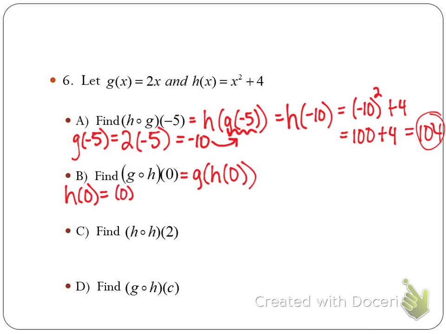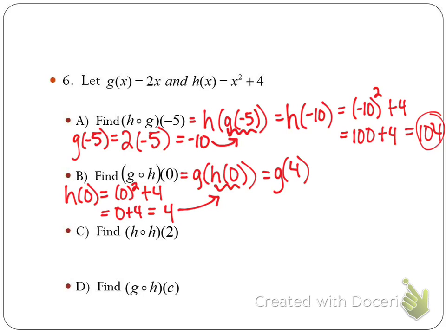So we have 0 squared plus 4. What is 0 squared? 0. 0 plus 4 is 4. Are we okay with that part? So now that 4 is going to replace the h of 0. 4 replaces the h of 0, so this becomes g of 4.